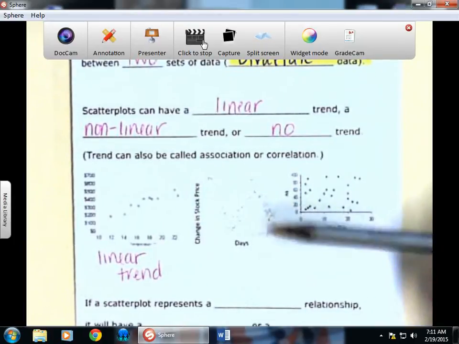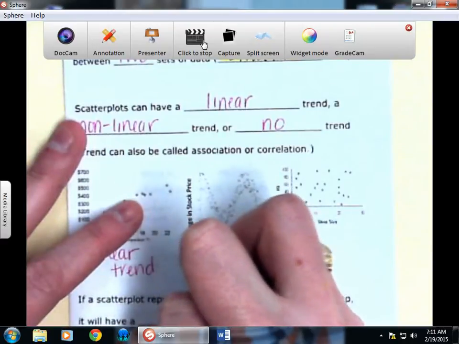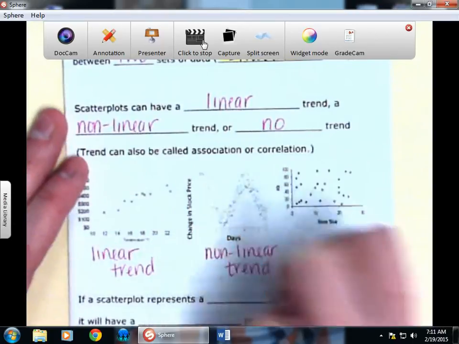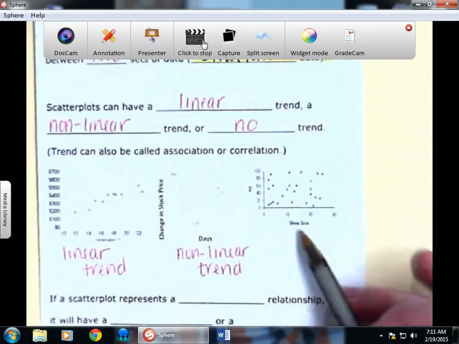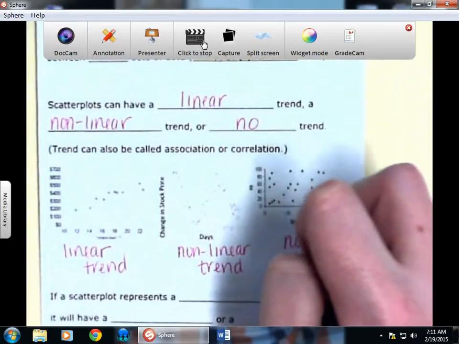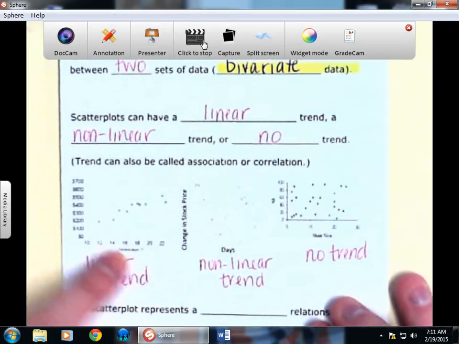And then this last one over here is no trend at all. It is comparing shoe size to your IQ. So that has nothing in common. The first one was temperature comparing to money. So as the temperature increased, the money increased. The second one that was non-linear was talking about days and changes in stock price. So your stock price goes up and down, so that's why that one would be non-linear.